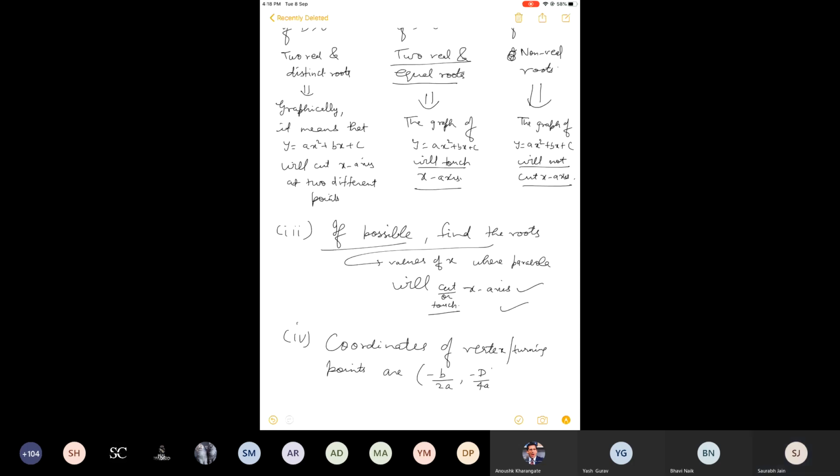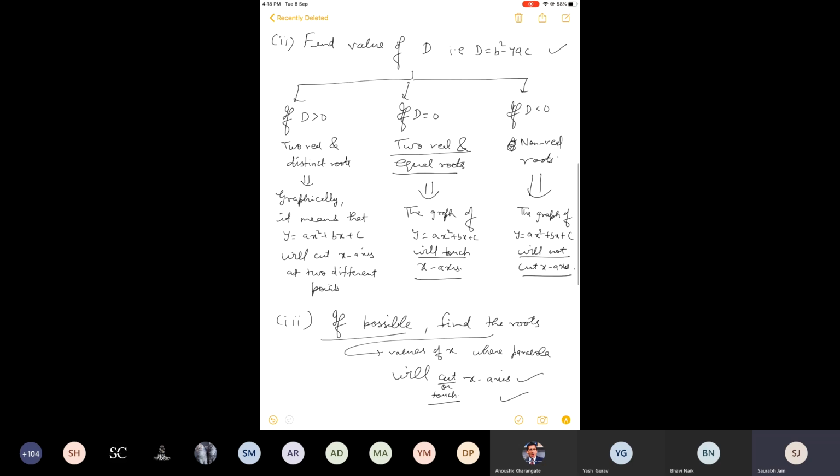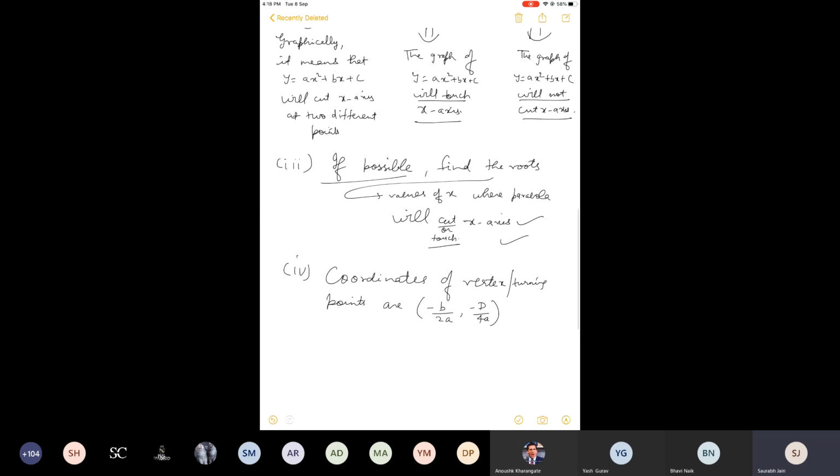a and b you will get from the parabola itself, because the parabola is y equals ax square plus bx plus c, and D stands for discriminant. Put those values here and you will get the coordinates of the turning point. Finally, the last point.